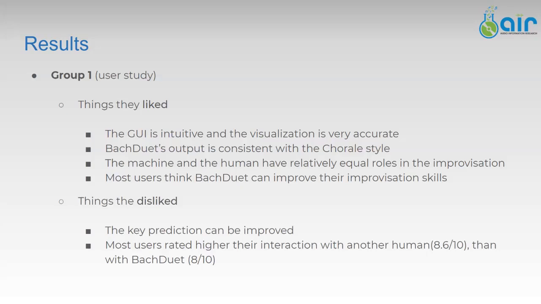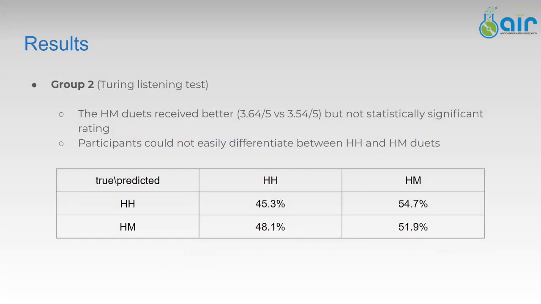However, most of them felt that the key prediction needs to be improved, and also most users rated higher their interaction with the other human rather than with BachDuet. As for the results of the Turing test, interestingly, the human versus machine duets received better ratings. However, the difference was not statistically significant. We can also see in the confusion matrix that on average, the participants couldn't predict the correct labels of the duets, meaning that the quality of both categories was similar.